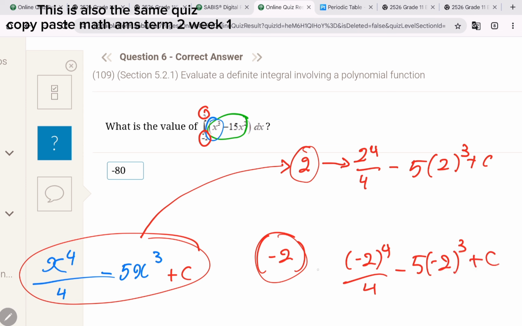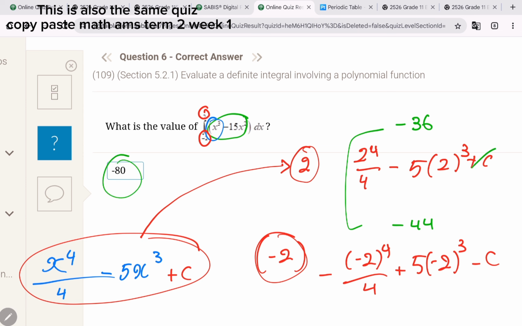Now I just need to solve. So 2 to the power of 4 over 4 minus 5 times 2 to the power of 3, I will get minus 36 over here. And then minus 2 to the power of 4 over 4 plus 5 times minus 2 to the power of 3, I would get over here minus 44. So minus 36 minus 44 would give me my answer, which is minus 80. Here plus c minus c cancels, so that means my answer is going to be minus 80.